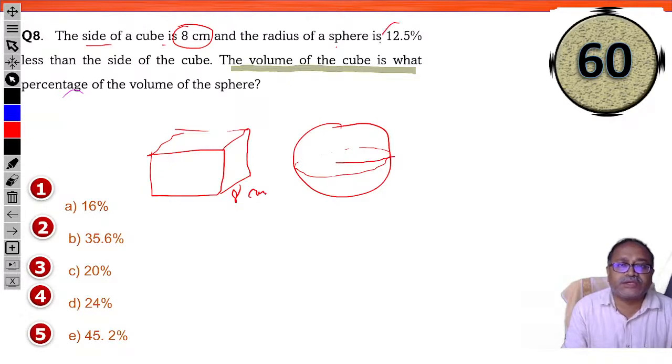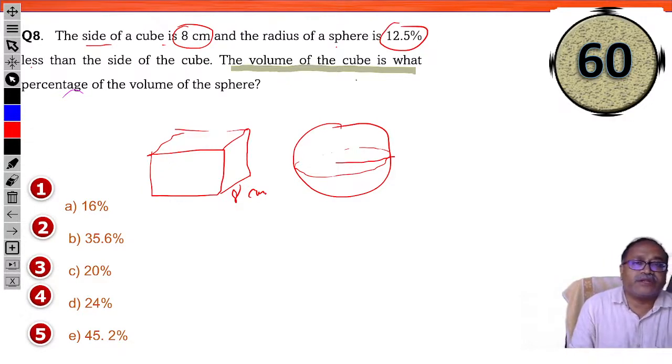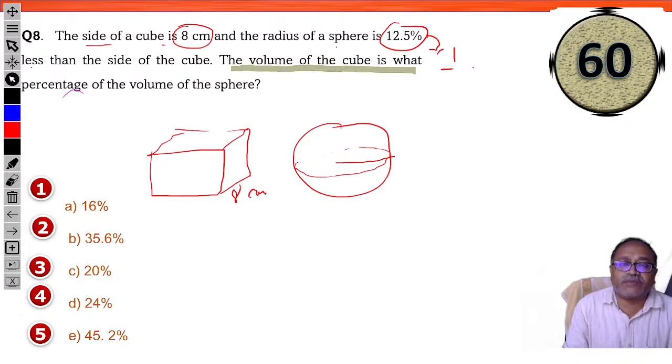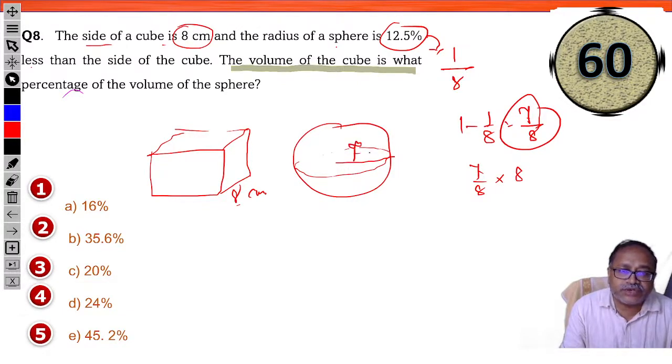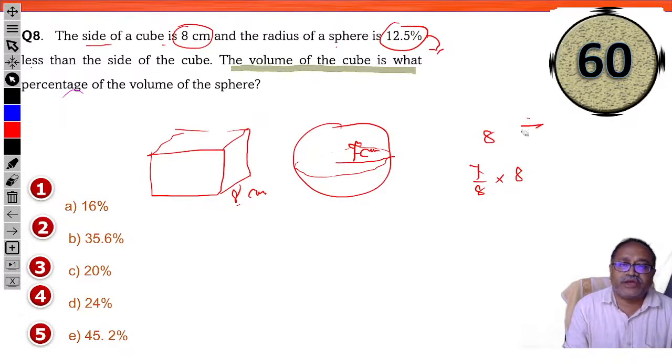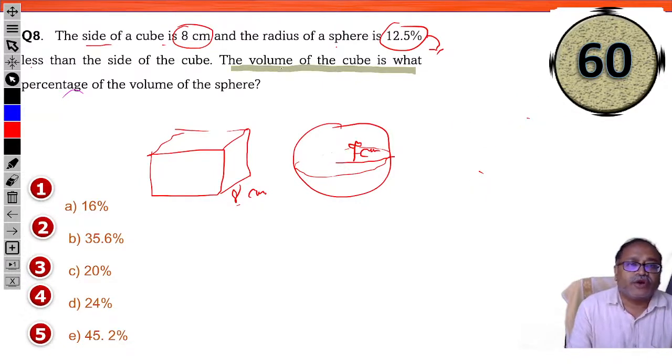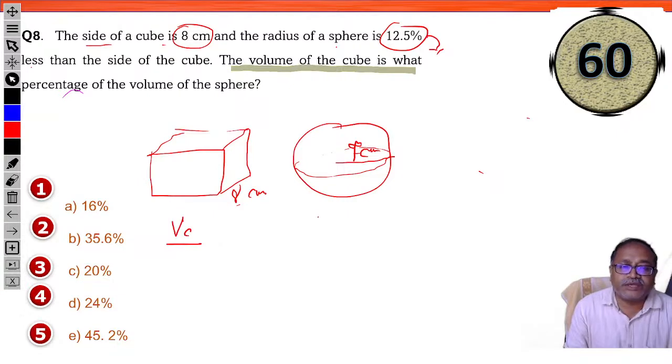this sphere radius is 12.5% less. I know 12.5% is 1 by 8. So 1 minus 1 by 8 is nothing but 7 by 8 of this 8. So 7 by 8 of 8 is nothing but 7. So this is 7 centimeter. So we have both the values given here, radius. Now the volume of the cube is what percentage of the volume of the sphere? Your time starts now.